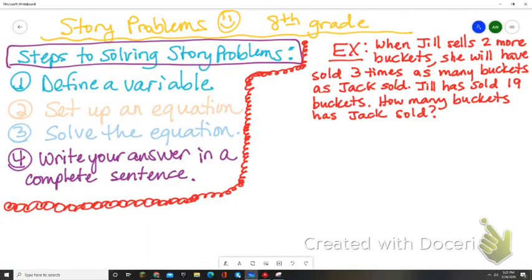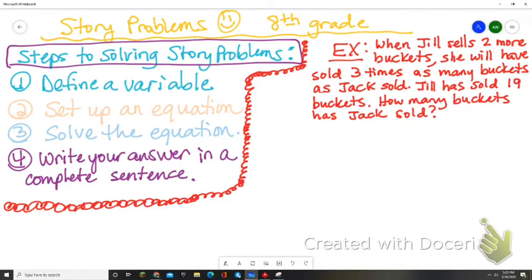Today will probably be your favorite day of ramp up because we're going to practice story problems. When you're solving story problems, there are 4 steps I want you to think about. The first thing you want to do is define a variable. That's going to be what the question is asking you to find. The second step is to set up an equation. Sometimes it's easier to start with the total so you know what your equation is going to be equal to, and then work backwards from there. Third step, after you set up the equation, you're going to solve the equation. And then your fourth step is you need to write your answer in a complete sentence.